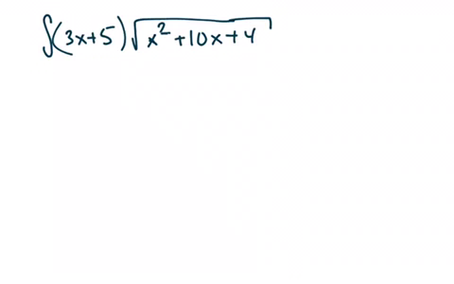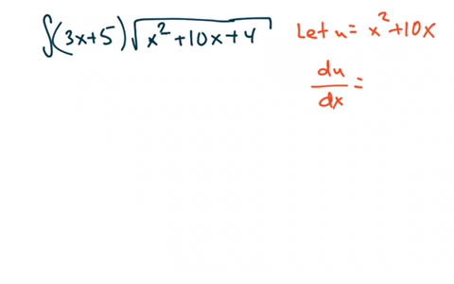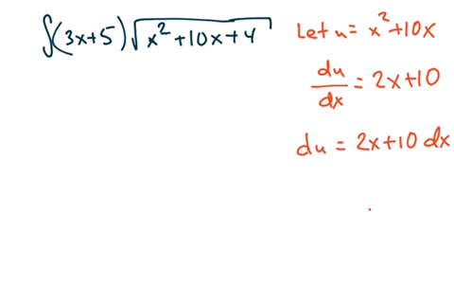So let's go ahead and let u equal x squared plus 10x. So du dx equals 2x plus 10, which means du equals 2x plus 10 dx.